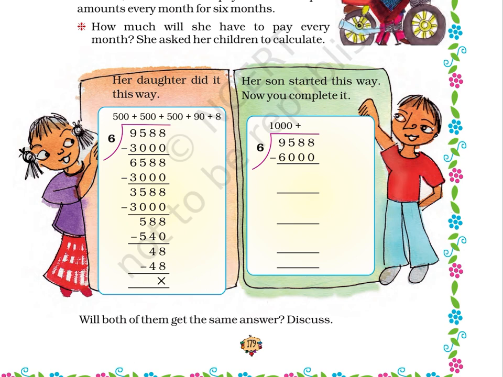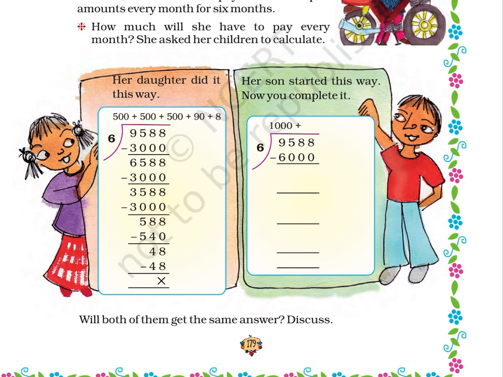Her daughter did it this way. Observe it carefully. On the right side we can see her son started this way. Now you complete it. Will both of them get the same answer? Discuss. Page 180. Practice time. Try to solve these using as few steps as you can.